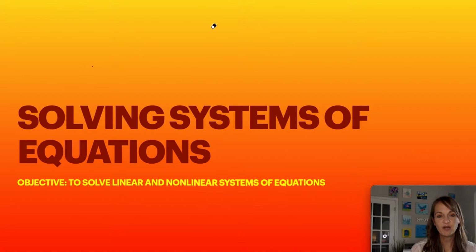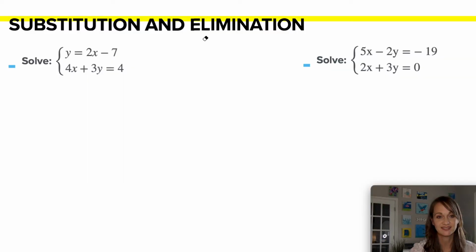In this video, I'll be discussing solving systems of equations and how to solve linear and nonlinear systems of equations. Substitution, elimination. We've discussed this in the past, so quickly to go through. Substitution is when you are literally substituting an expression for a variable. 2x minus 7 is equal to y. So therefore, I can substitute y in for what it represents.